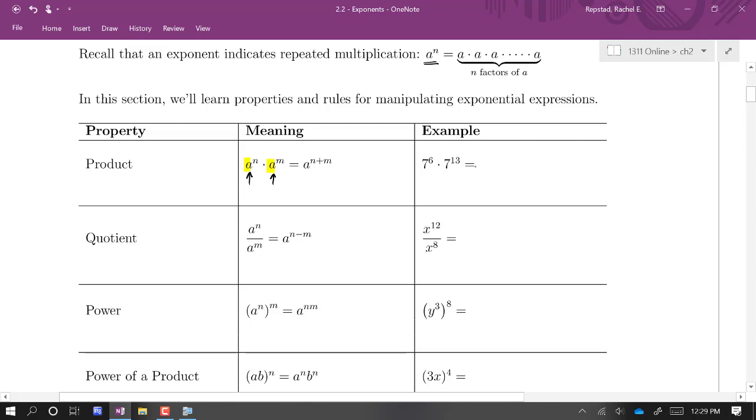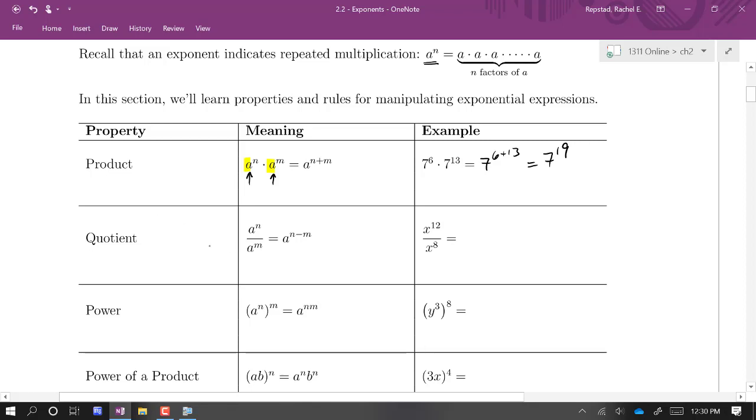And here's an example of where we can use it. If I have 7 to the 6th power multiplied by 7 to the 13th power, this is simply 7 to the 6th plus 13th power, or 7 to the 19th power. And that'd be the simplified exponential expression.